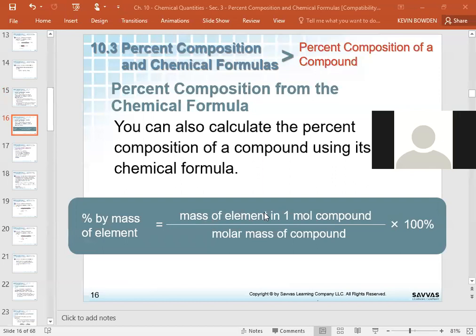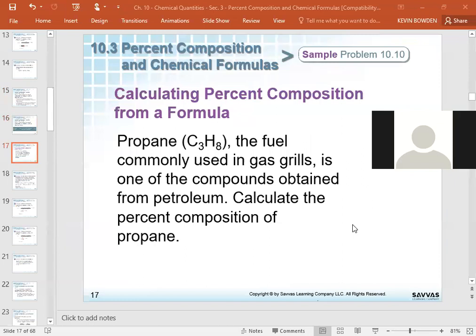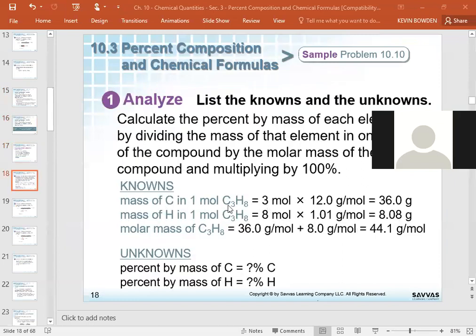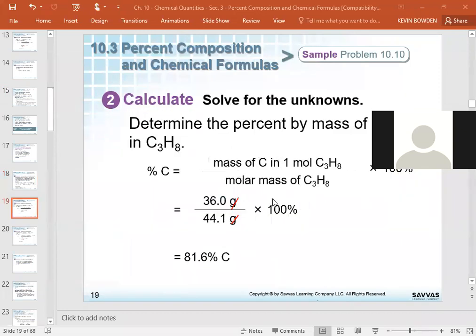So, again, this is how you do it. The mass of the element in 1 mole of the compound divided by the mass of the compound times 100. That's exactly what I just did there with the oxygen. Okay, so we got propane. We work through that. We've got carbon. There are 3 moles of carbon in propane, 8 of hydrogen, and you get a total of 44. We've gone through this. And again, just to review here, the units drop out, so we just have a percent.